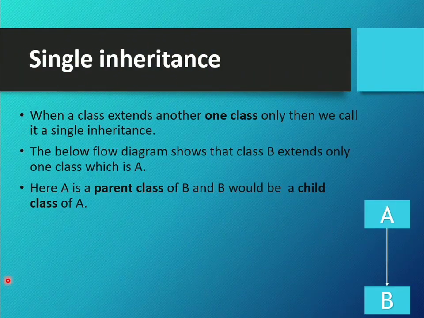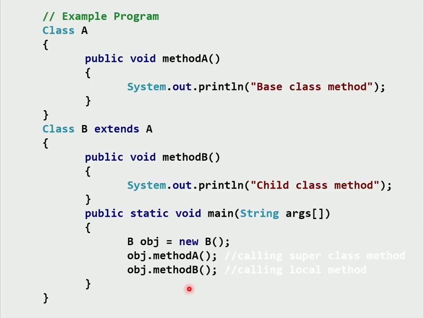Single inheritance. When a class extends only one other class, we call it single inheritance. The flow diagram below shows that class B extends only one class, which is A. Here A is the parent class of B, and B is a child class of A. Let's see an example here.